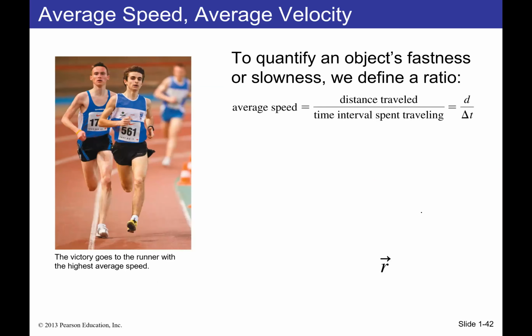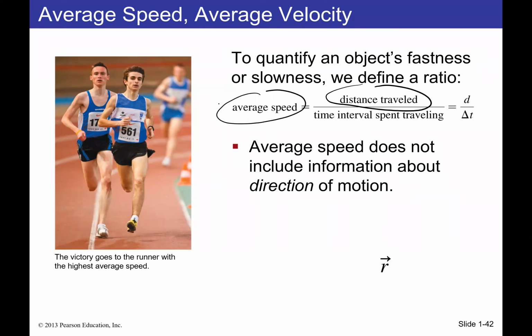Then what I can do here is this. I can calculate an object's fastness or slowness in terms of the distance traveled, not the displacement, but distance divided by the time interval. That means d divided by delta t. So this is known as the average speed. When you're doing the ratio, it's average speed. Average speed does not include information about direction because speed is a scalar. Remember, it's a scalar quantity.